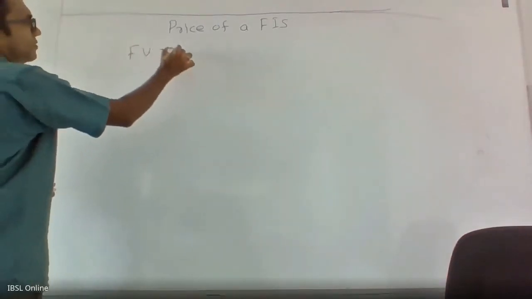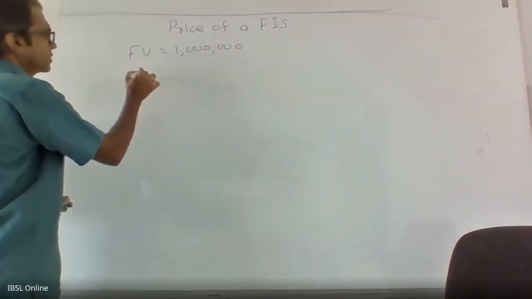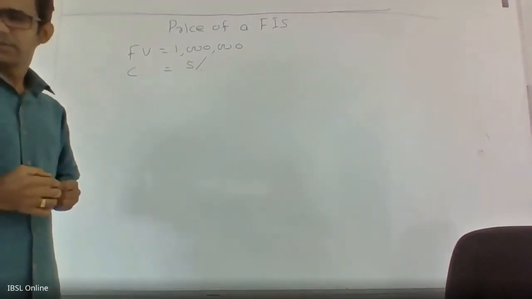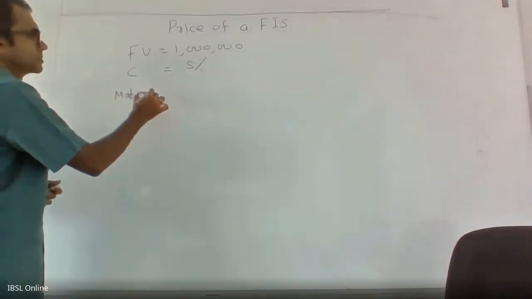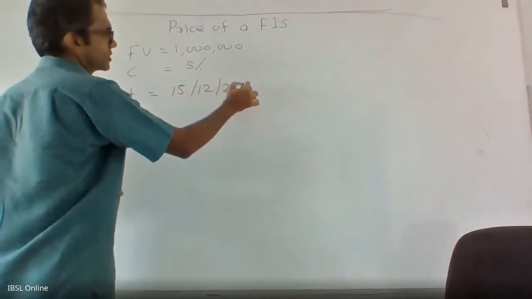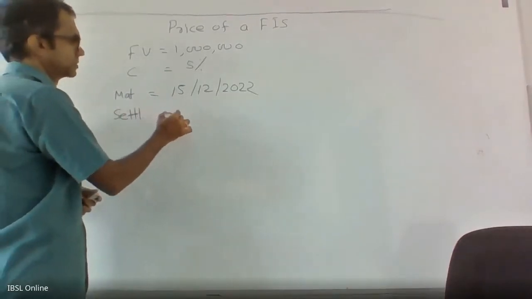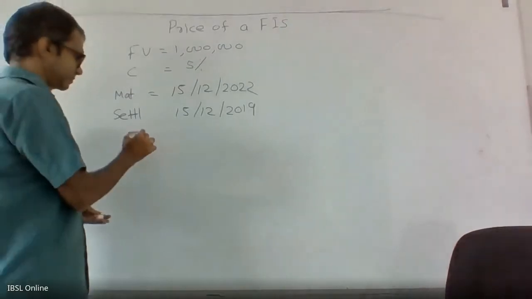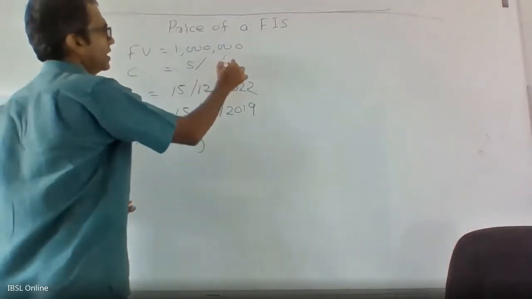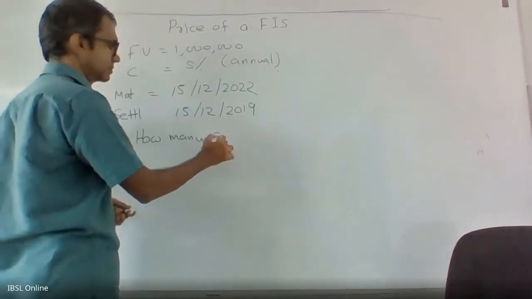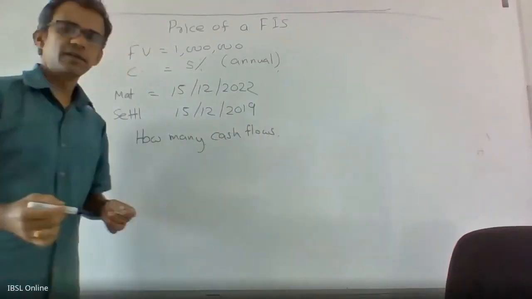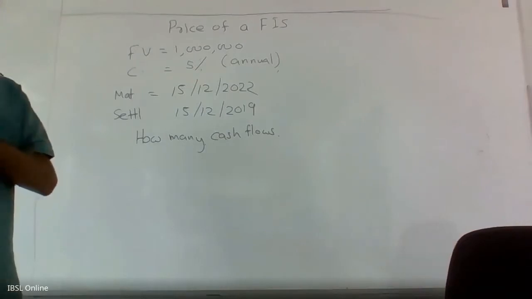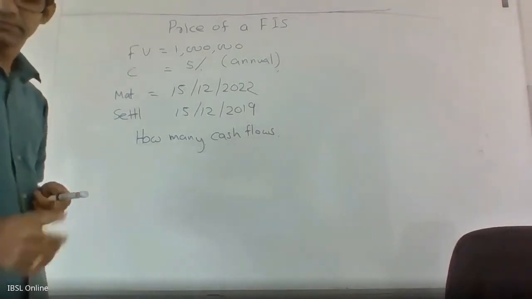Face value 1 million. Coupon rate 5%. Maturity December 15th, 2022. Settlement December 15th, 2019. How many cash flows? And the frequency is annual. How many remaining cash flows? Or how many periods? Three.